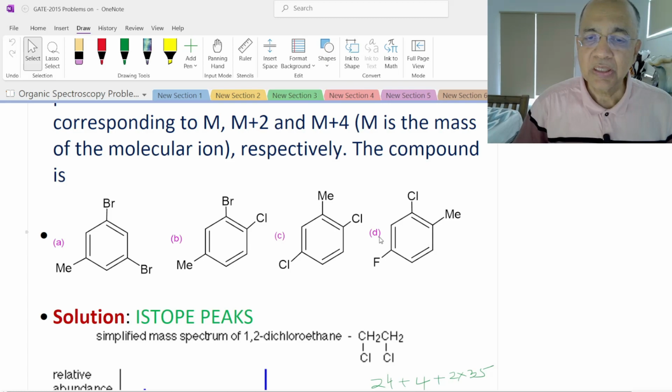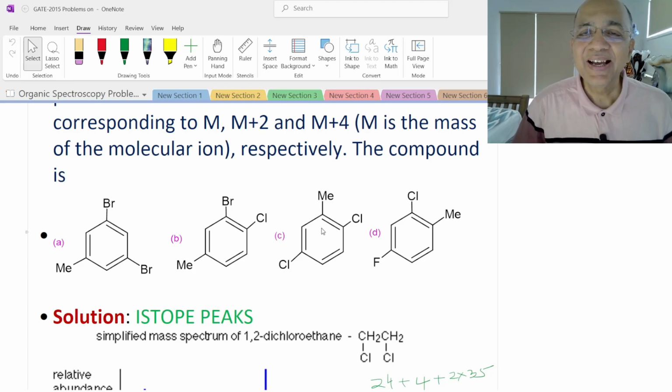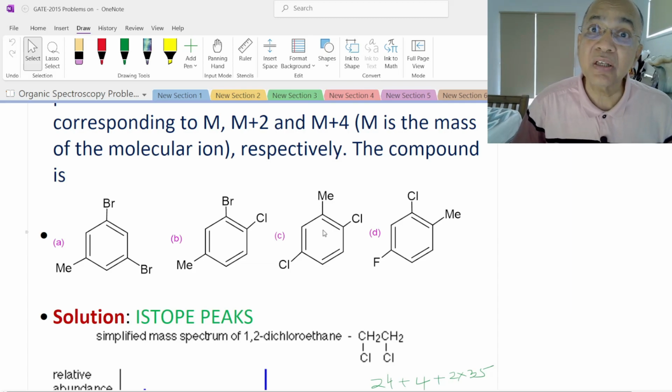In these four, here there are two chlorine, here there is one chlorine, one bromine, here there is one chlorine, and fluorine is useless. It will not produce an M plus 2 peak. It is monoisotopic, but all these three will produce an M plus 4 peak in addition to the M plus 2 peak. You know, bromine 79 and 81 are in the ratio 1 is to 1 relative abundance. Chlorine 35 and 37 are in the ratio 3 is to 1.